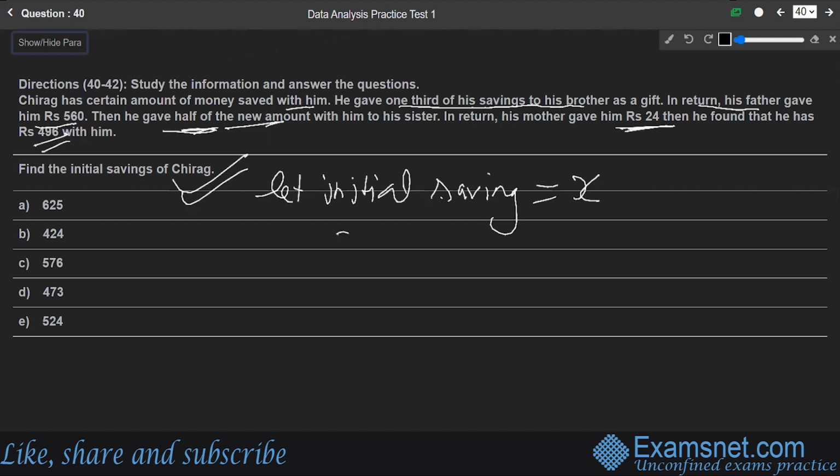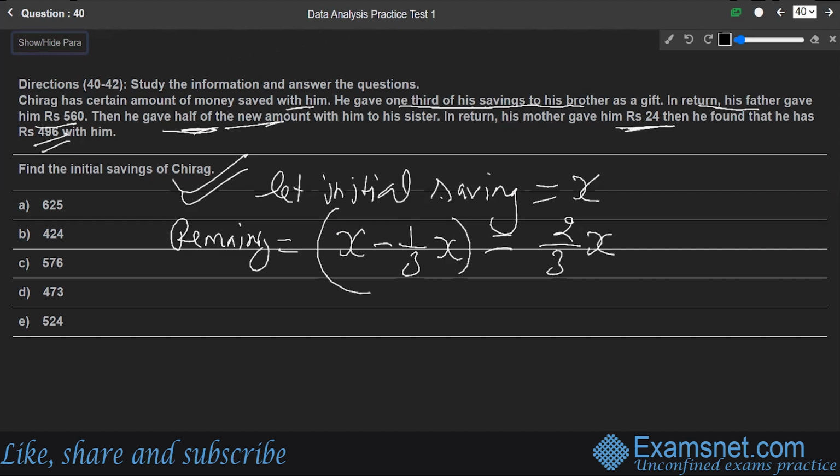So how much is left with him? X minus one third of X has remained. What is the remaining part? The remaining part is obviously X minus one third of X, which is nothing but 2 by 3 of X. So this much part is still remaining. 2 by 3 of X is remaining with him.